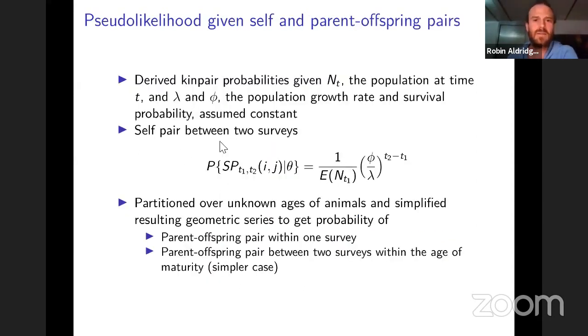We derived these probabilities for these self and parent-offspring pairs from our parameters of interest. Here N_t is the population at time t, and lambda and phi are the population growth rate and survival probability, which we're assuming to be constant. The simplest one is the self pair between two surveys at times t1 and t2. You can see that it's inversely proportional to the expected population size at the time t1 of the first survey. Then the animal has to survive from the first survey to the second survey, and at the same time the population is growing during that time. So you get this fraction to the power of the number of time periods between the two surveys.